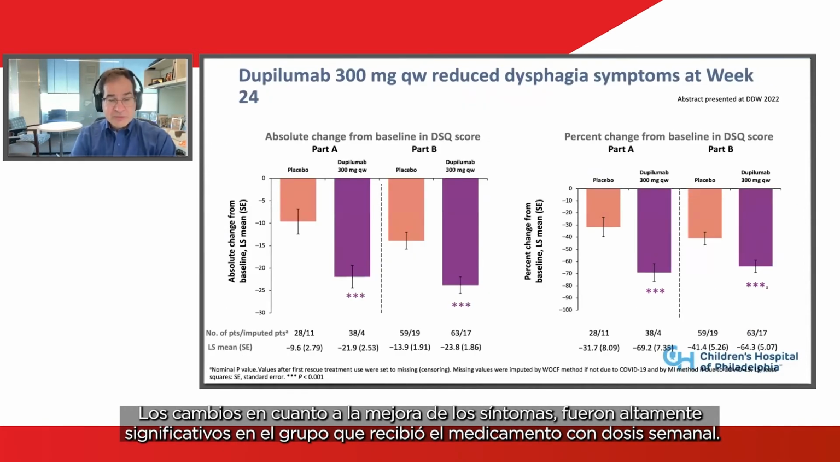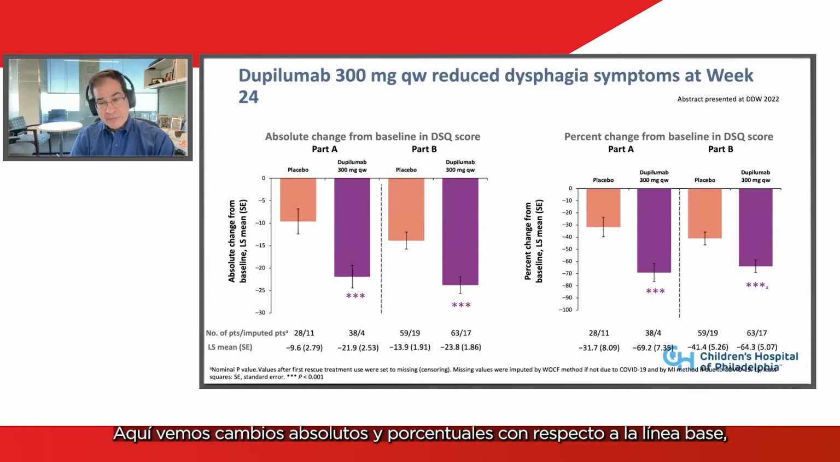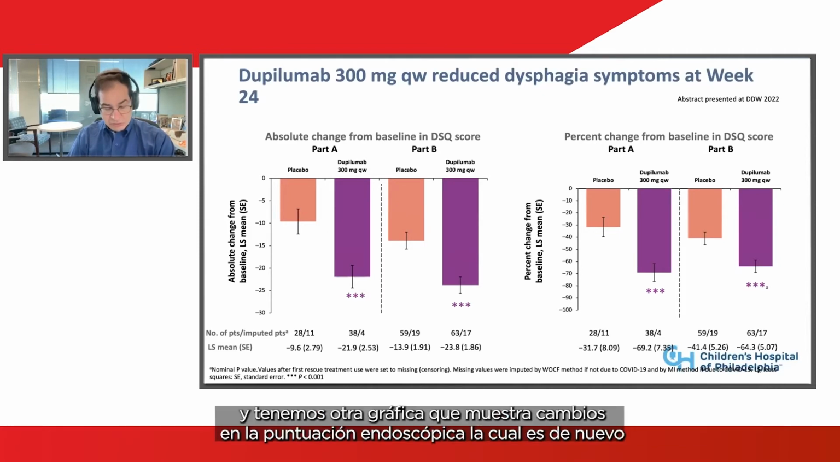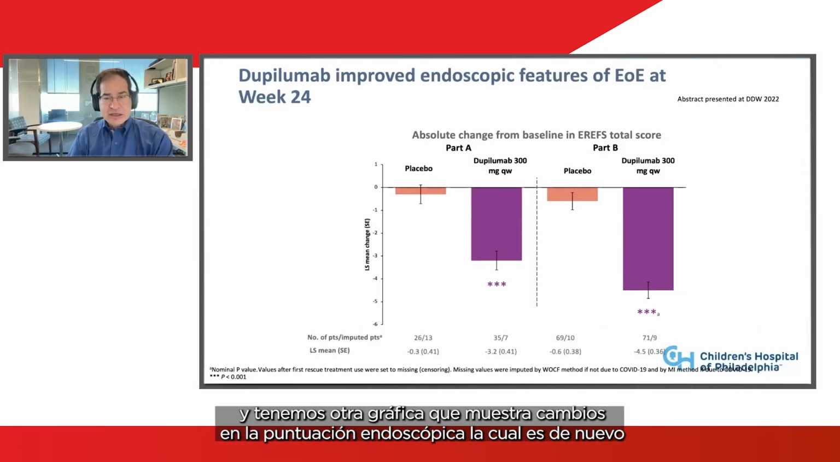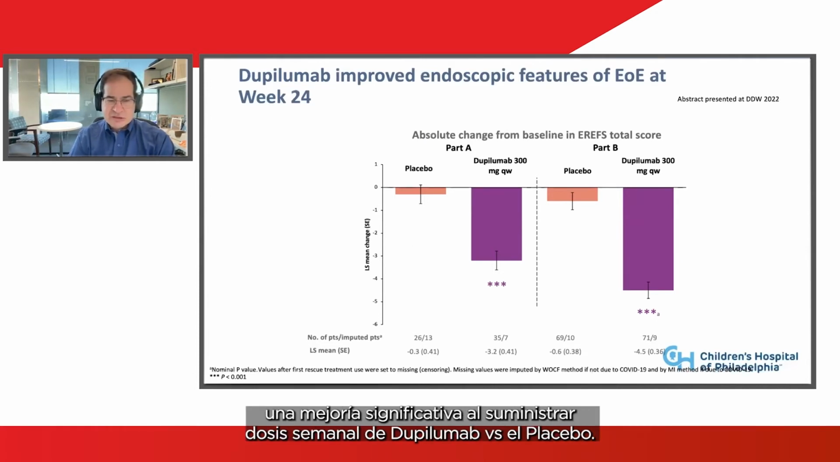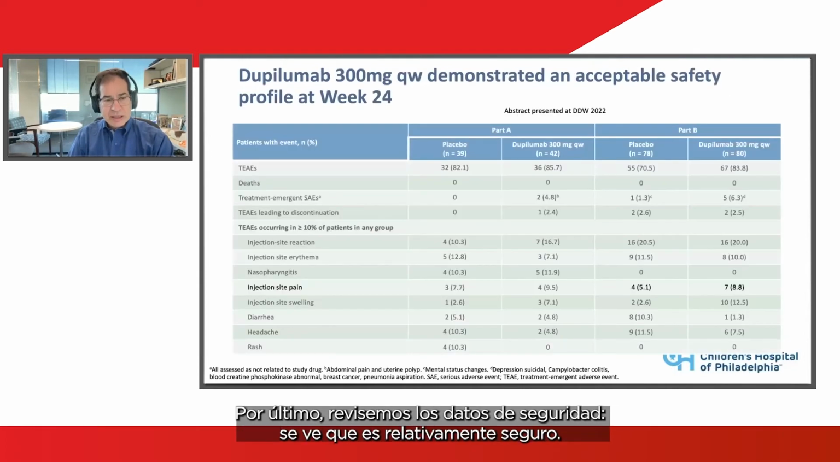What about symptom improvement? The weekly symptom improvement was highly significant in the weekly dosing for both changes in baseline and absolute changes along those lines. And this is looking at EREFs or endoscopic scores, which is, again, significant improvement in the weekly dosing of dupilumab versus placebo. Last thing you always want to look at is safety.